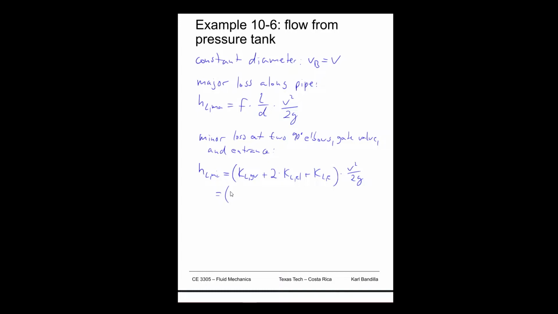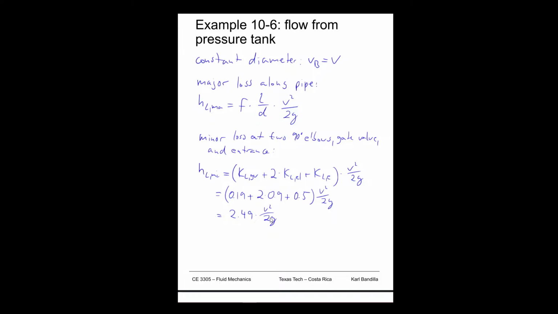Right, so for a fully open gate valve, we know it's 0.19, it's pretty low. Then we have the 2 elbows, right? Say these are smaller diameters and not like sweeping ones, so that would be 0.9. And then for the entrance, for the flush entrance, we have 0.5. Add all those values together, we get 2.49 times V squared over 2g.